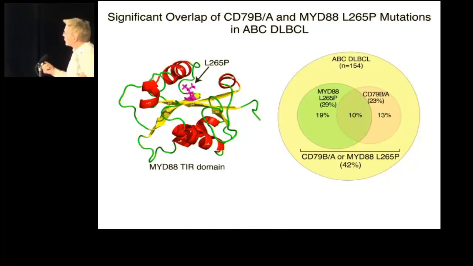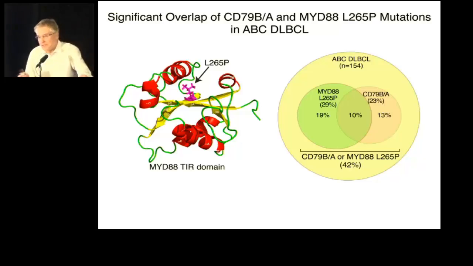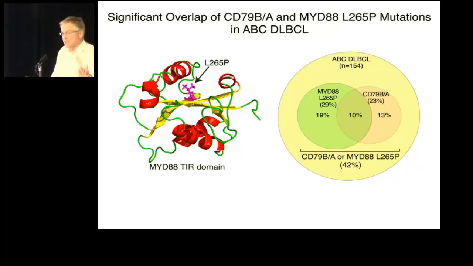And so, what does the overlap of these mutants look like? If you look at ABC, you actually find that around 23% of them have mutants, mostly within the CD79B, occasionally A, and about 29% have MYD88, but you see a subset that have both. And so these appear to be mutations that can cooperate with one another, but how this actually is relevant clinically was unknown.